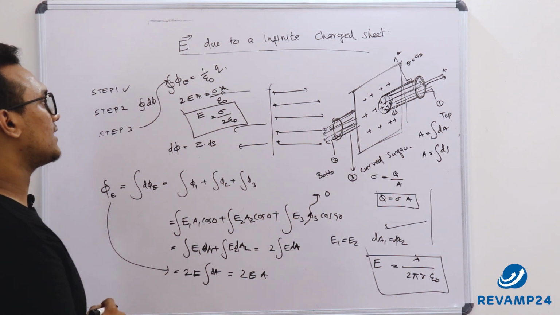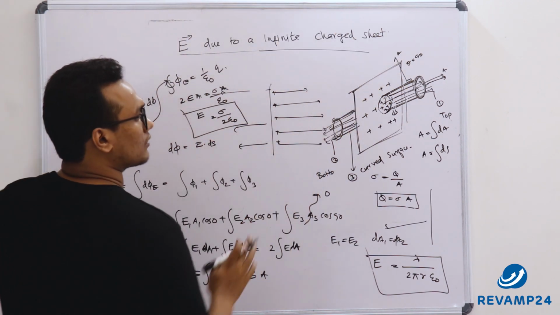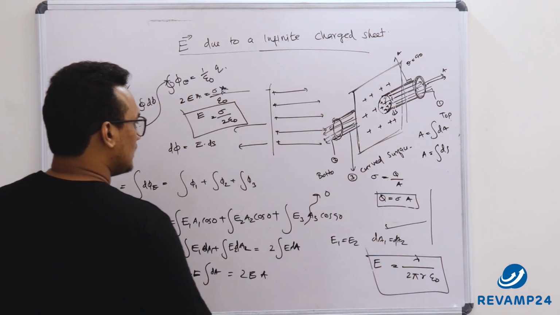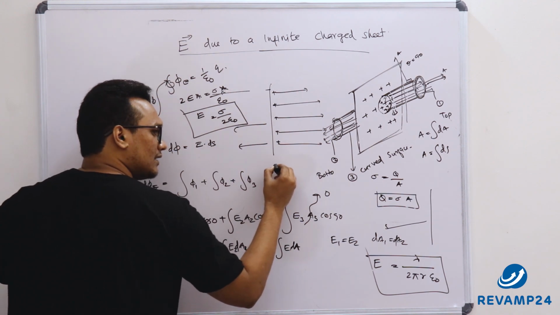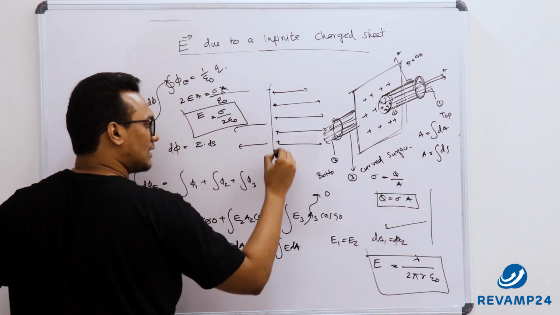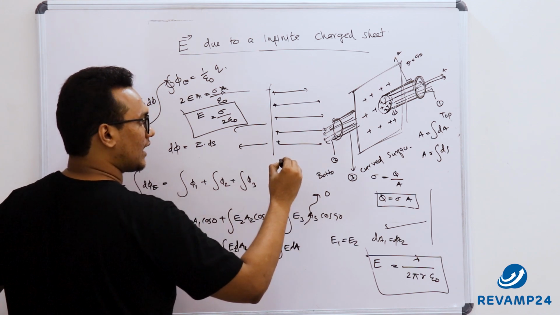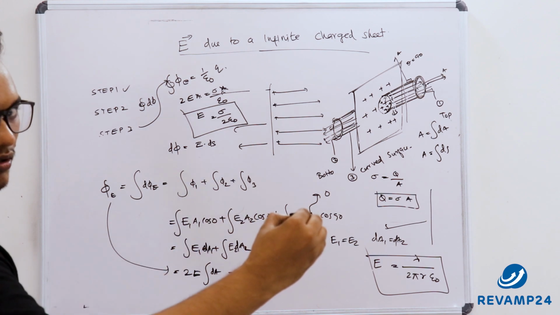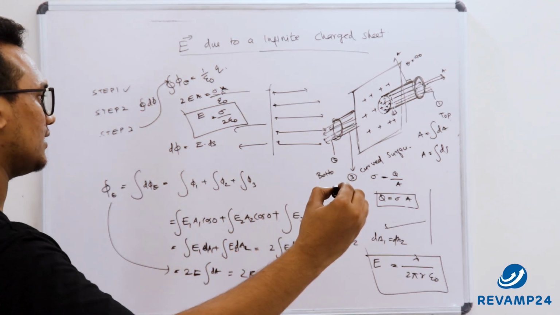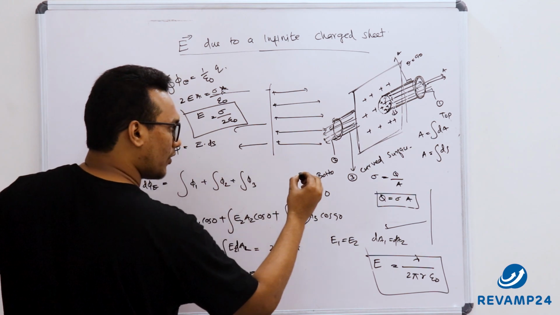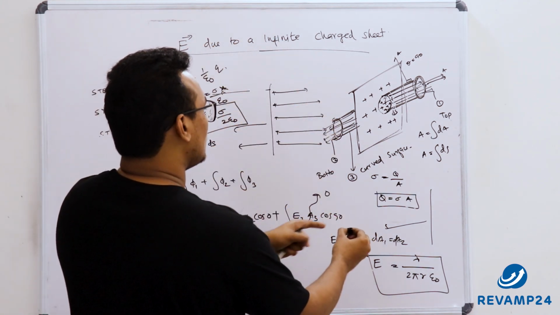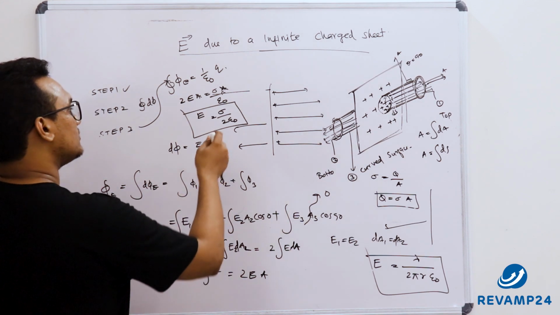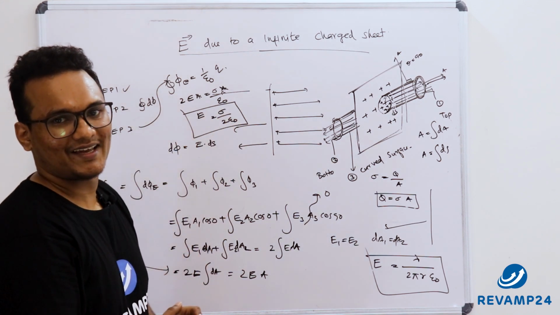But the consideration is that the sheet should be infinitely long. If I am considering the board as my sheet, and I am keeping my point here, then with respect to this point it is infinitely long. Here also infinitely long. Here also infinitely long. But when I am keeping it here, the sheet is not infinitely long, so I can't apply the equations here. I can only apply them for those points where the sheet seems to be infinitely long. At those points, the electric field doesn't change. The value is sigma by 2 epsilon 0. Thank you.